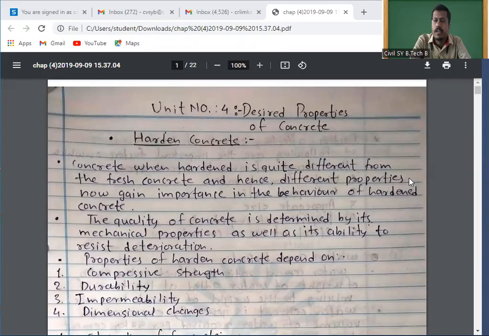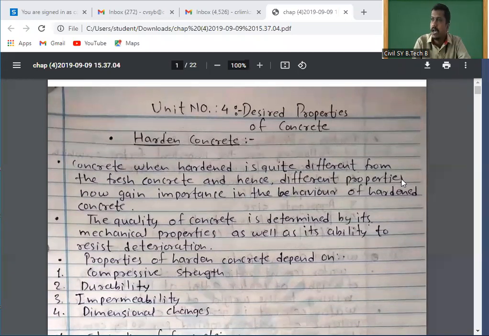Good afternoon, students. Welcome to the next session of our subject, concrete technology. We have started our unit number 4, which deals with the desired properties of the concrete. Which properties of the concrete are we going to study in this chapter?